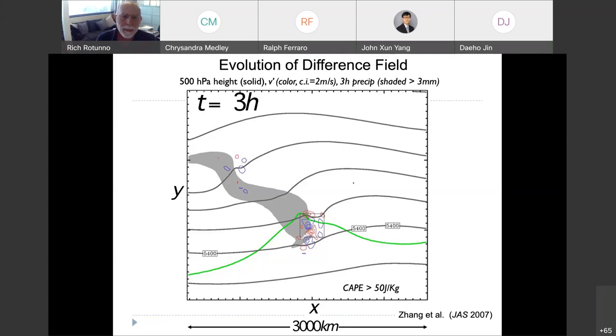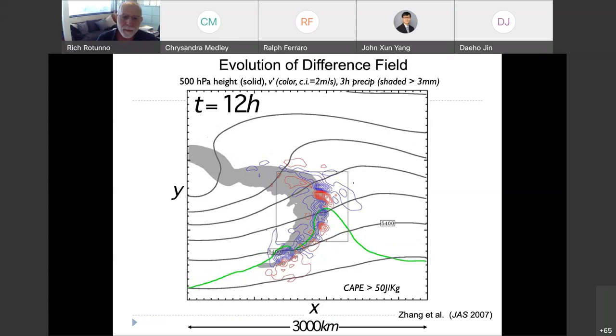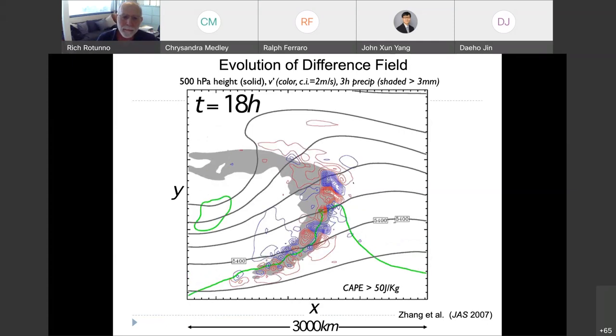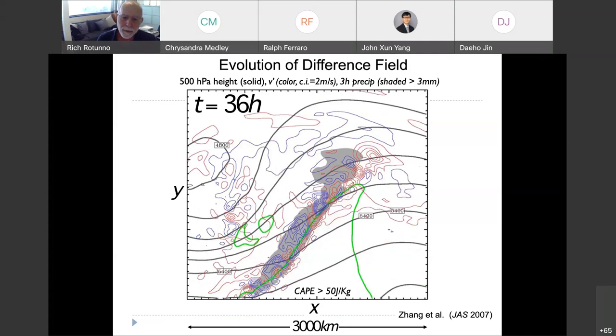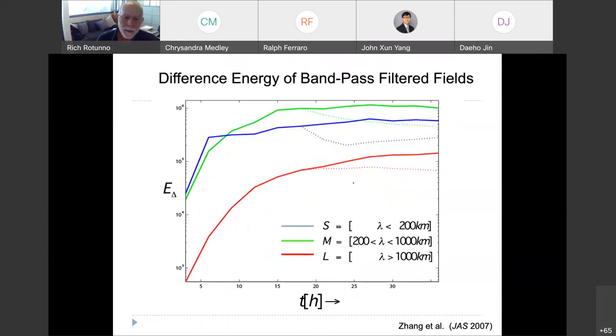And what we see here is that as I advance in time, at 3 hours, 6, 12, 18, 24, 36, the initial error grows in scale and amplitude through the period. What Fu Qing did then was apply a low pass filter, a middle pass filter, and a high pass filter to quantify the growth of the various scales.